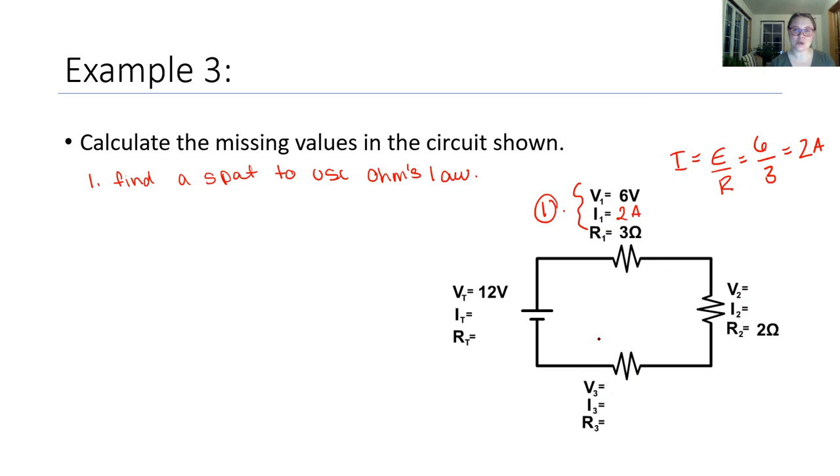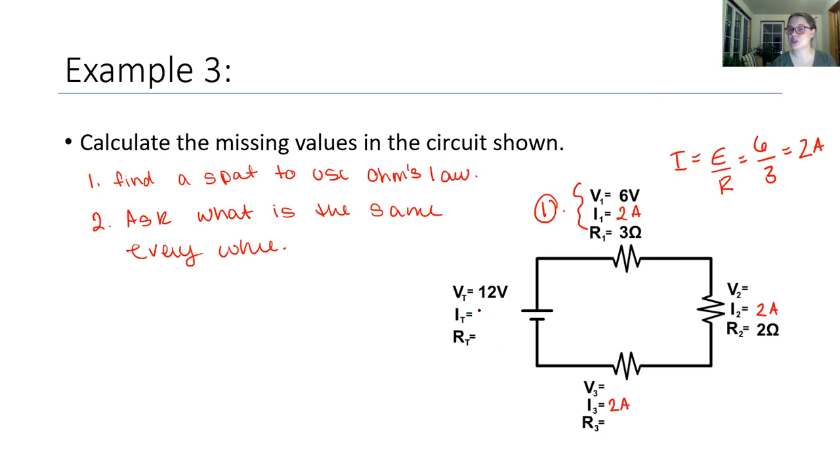Now that I know that, what did Kirchhoff's law say about the whole circuit? What's the same everywhere? In this case, it's current. So current's the same everywhere. The current at 1 equals the current at 2, so I can plug in 2 amps there. It's equal to the current at 3, and that's equal to the current at the source. So current is the same everywhere, so we can put that in.